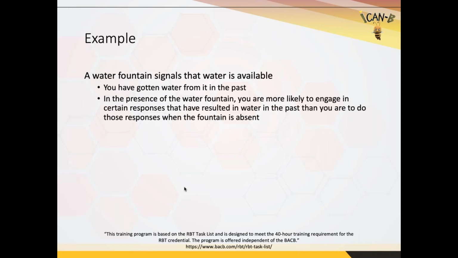Here's another one. A water fountain signals that water is available. Why? Because you have gotten water from it in the past. In the presence of the water fountain, you're more likely to engage in certain responses that have resulted in water in the past than you are to do those responses when the fountain is absent.